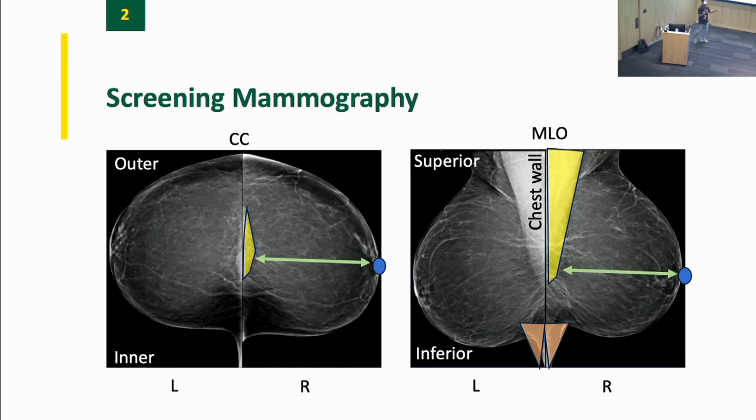They must contain this. So they must contain a certain percentage of chest wall or a certain thickness of chest wall in yellow. They must contain a certain amount of inframammary fold. They must contain the nipple in profile, and the distance between the nipple and the chest wall on the MLO image should be similar, within 1 centimeter, to the distance of the nipple to the chest wall on the CC image. Okay, you don't have to worry about that, but just so you know what you're looking at, okay? And this is the underlying reason that you might see multiple repeats.